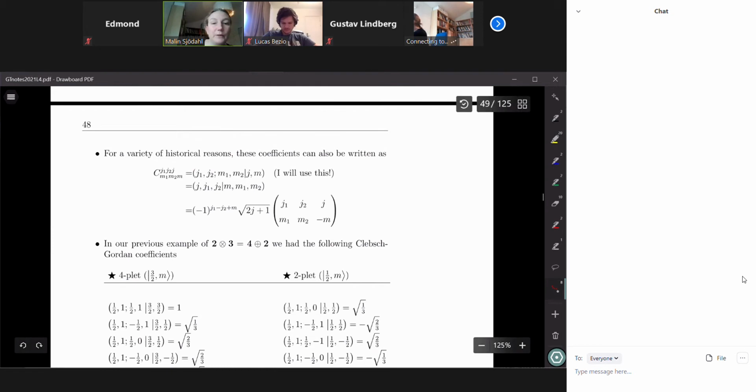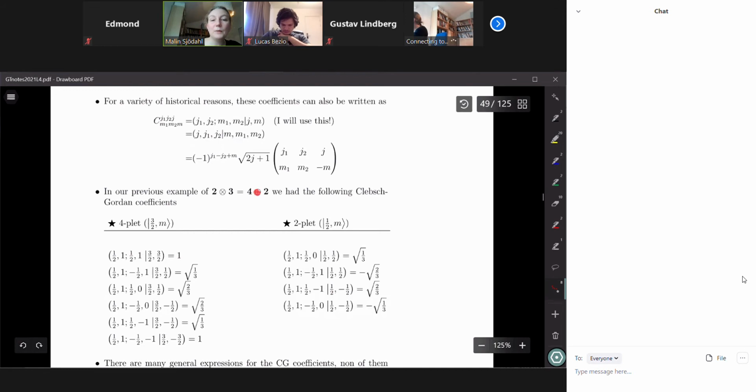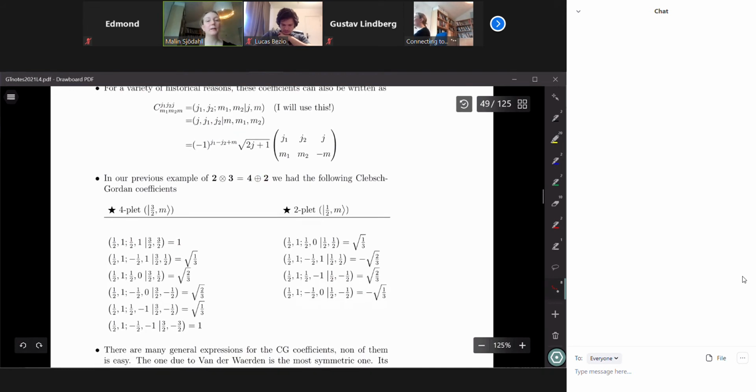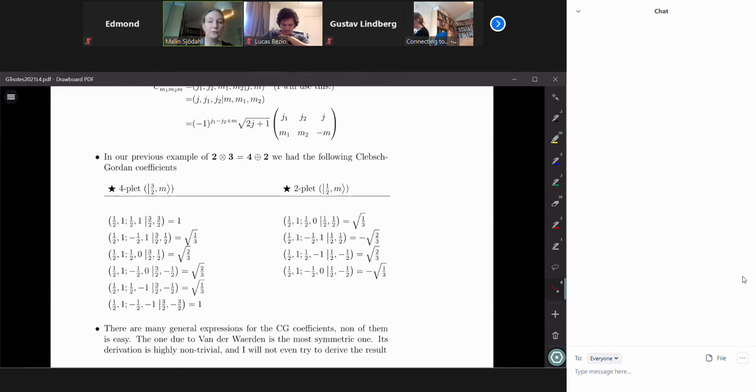So we will here use the notation of J1, J2, M1, M2 for the starting representation, and then JM for the final representation. But there are also other notations that can be found. If we go back to the first example that we considered last time, where we had a spin 1/2 times a spin 1, so something with dimension 2 times 3, which we then reduced to something with dimension 4 plus something with dimension 2, we can read out the Clebsch-Gordan coefficients for that transformation.